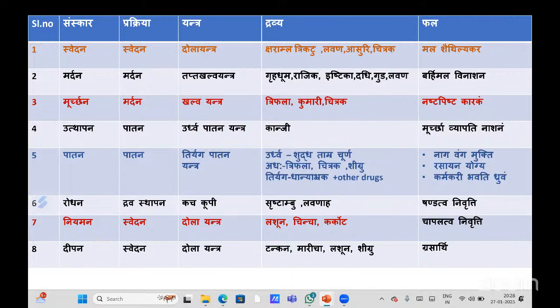By doing Svedana Samskara, Parada becomes Mala Shaithilya Kara. By doing the Mardana Samskara, Parada becomes Bahirmala Vinashana. In a similar way, by doing the Murchana Samskara, Parada becomes Nasta Pishtaka Kara. Okay, so you have to practice this chart, better to write this one. Whenever it is asked for 5 marks, if you write it, it will be good.